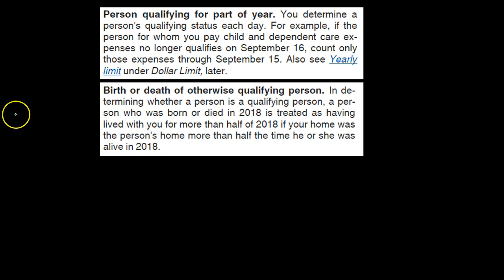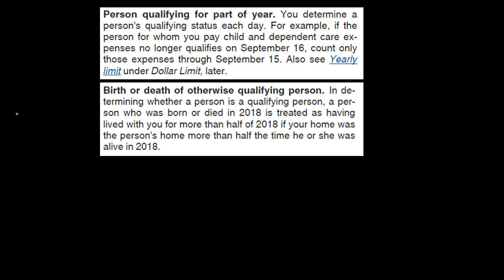Birth or death of otherwise qualified person. So we're getting obviously the time limits here. We're talking about the time limit, and we could see some exceptions here. So what if in a case where there was a birth or death, then of course we have that partial year type thing again. Well, isn't that an exception? Wouldn't there be an exception, you would think, to the time period that you'd have to live with someone?